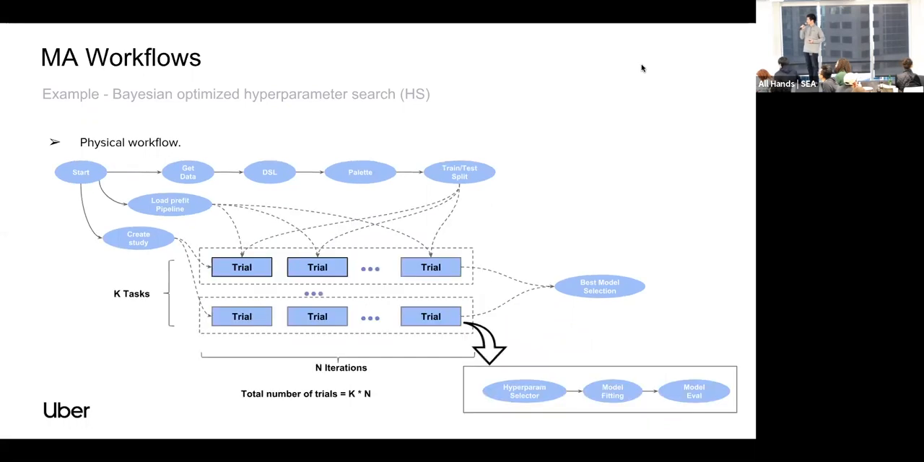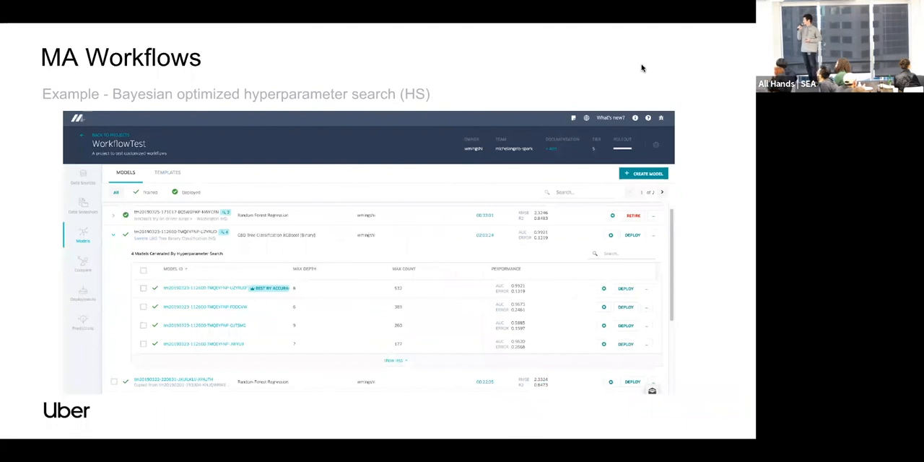And the physical workflow, again, in the model training phase, we parallelize the process because we have many hyperparameter combinations to try, and we want to expedite the process. This is a result of a hyperparameter search. You can see that from the list of child models, each child model represents one trial of the search. There will be one best model according to its AUC figure.